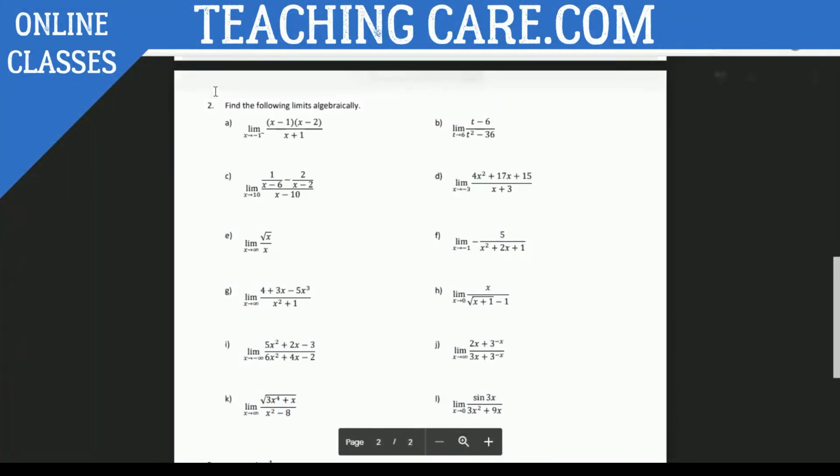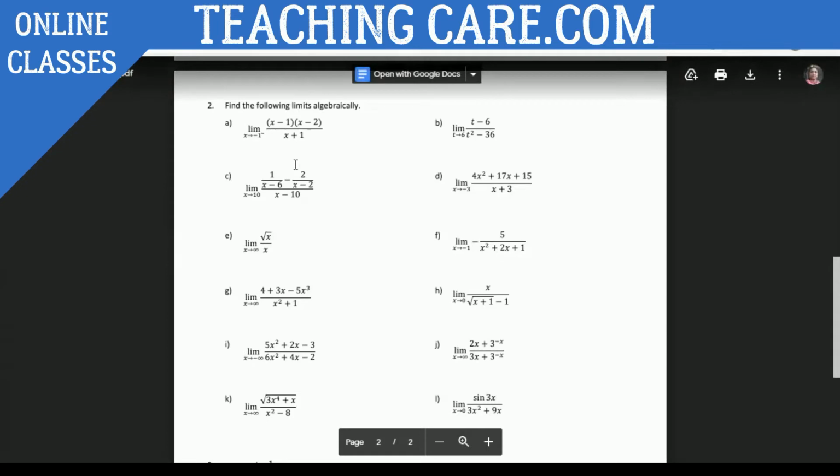Next one, let's come here. Find the following limits algebraically, okay? Limit x approaches 1 minus of 1 times x minus 2 divided by x plus 1.